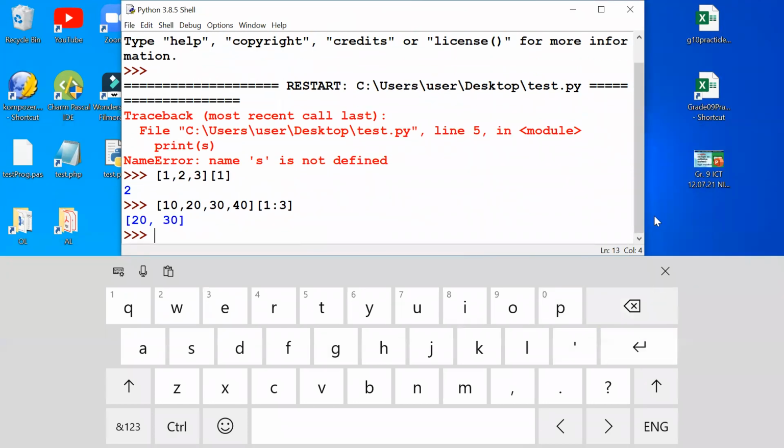Yeah, so it works. Now remember, when you are asked to show a particular slicing job, you will be getting the answer with the square brackets. If you are just referring from the index, you will be getting only the value, no square brackets.